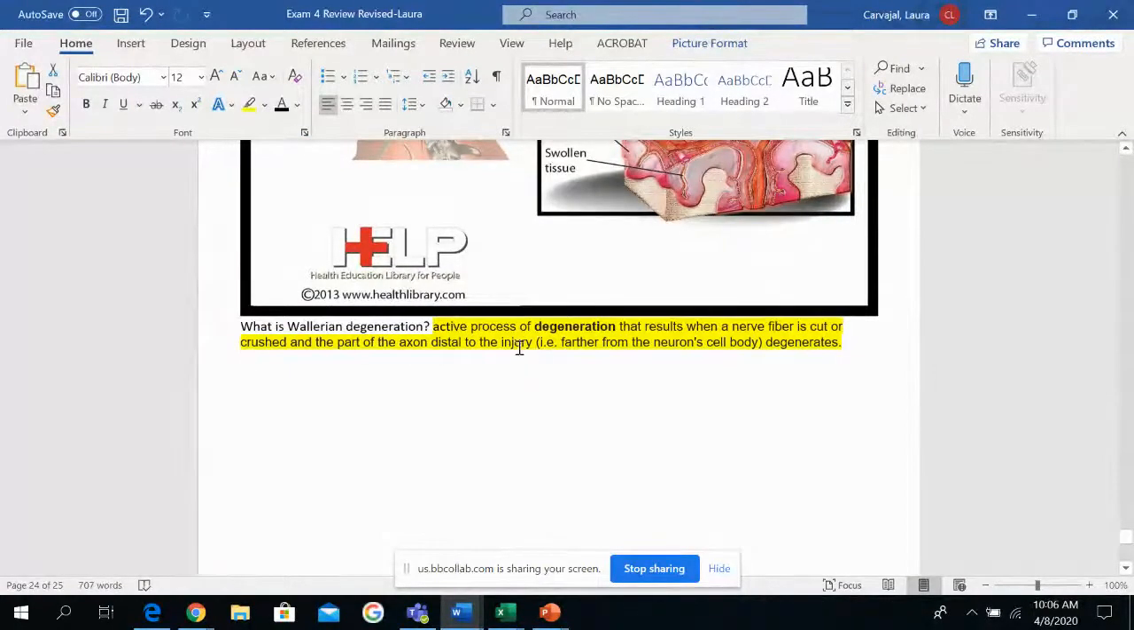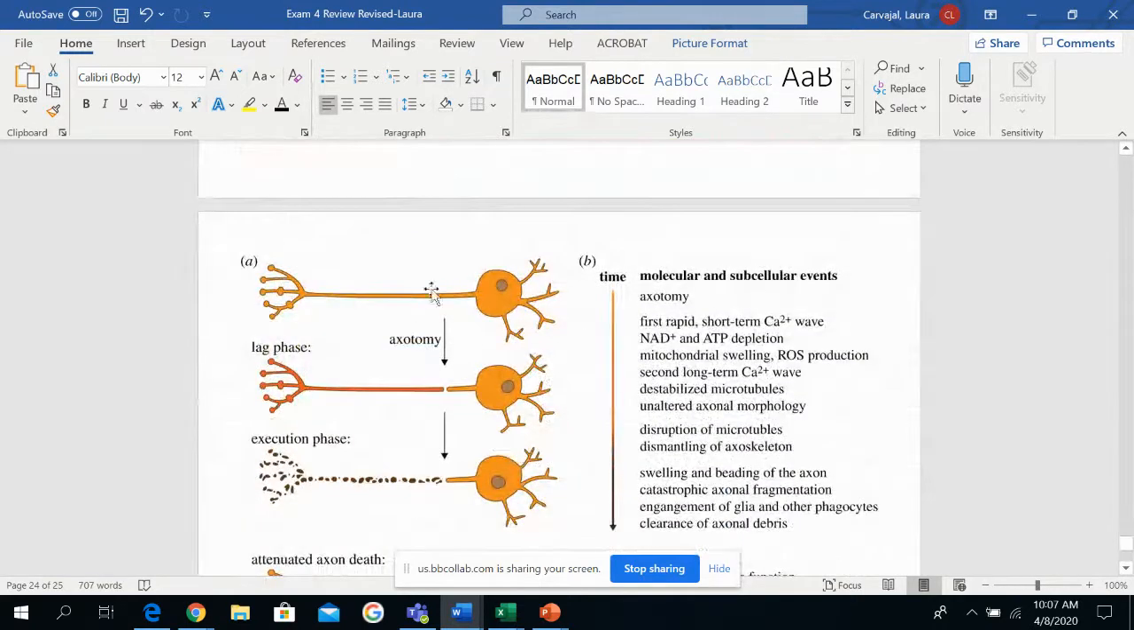What is Wallerian disease? It's the active process of degeneration that results when a nerve fiber is cut or crushed, affecting the part of the axon distal to the injury. So if the person whose neurons these belong to got into an accident and for some reason the axon got cut, because there is no longer communication between the cell body and this axon, the end will continually degenerate because there is no constant flow of ions in and out. And so ultimately it just degenerates because your body has to pick that up and recycle it. If it's broken, we get rid of it essentially.